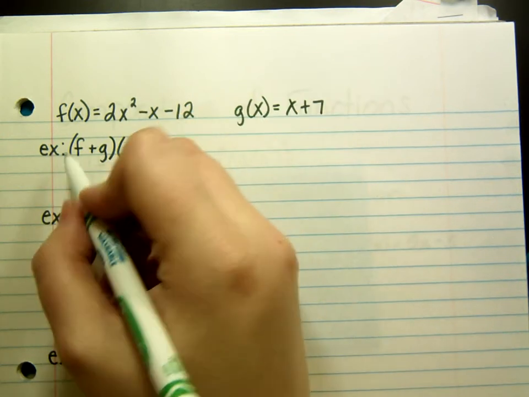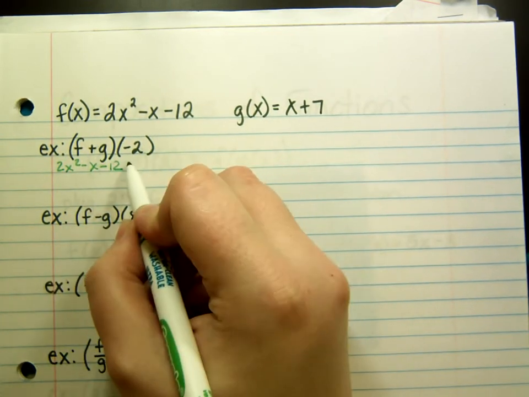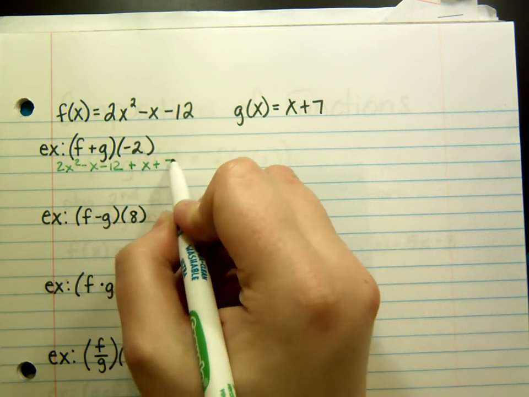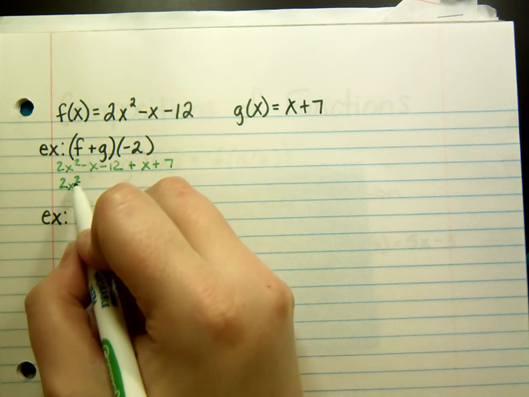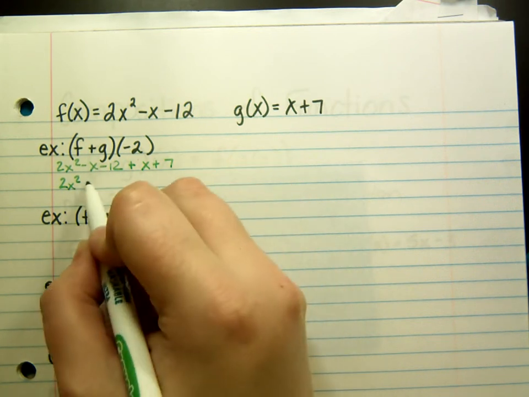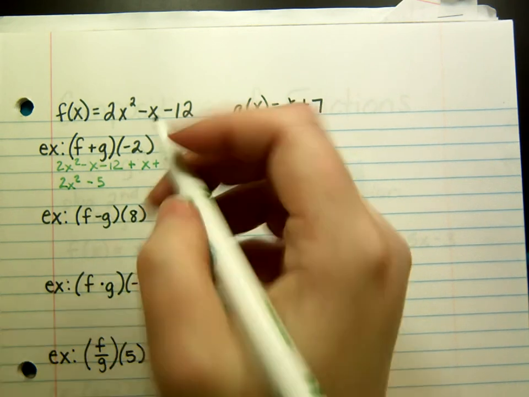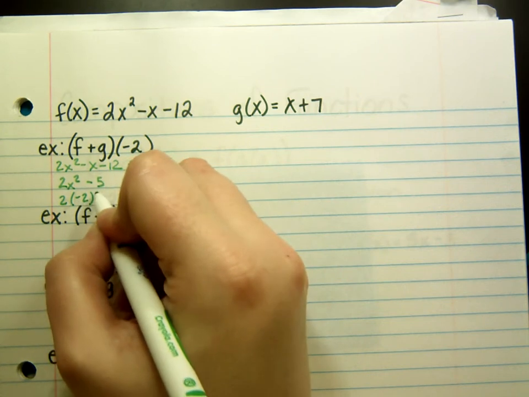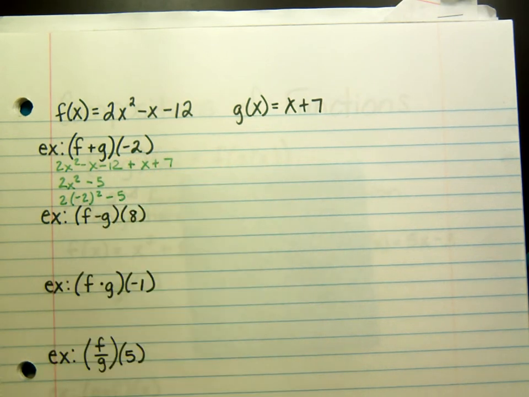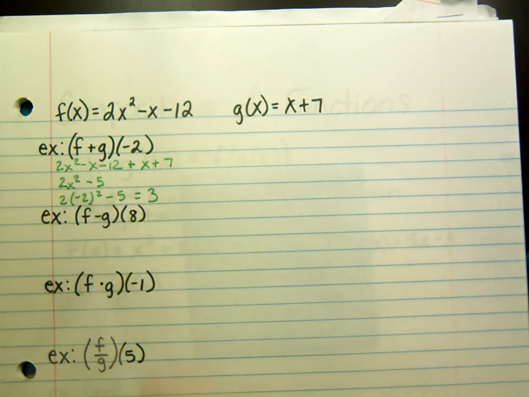So if I were to take 2x squared minus x minus 12, and add to that x plus 7, I would get 2x squared, the x's would cancel, and I'd get minus 5. So then what I would do is I would plug in the negative 2. Okay, so negative 2 squared is 4, times 2 is 8, 8 minus 5 is 3. That's one way I can do this.